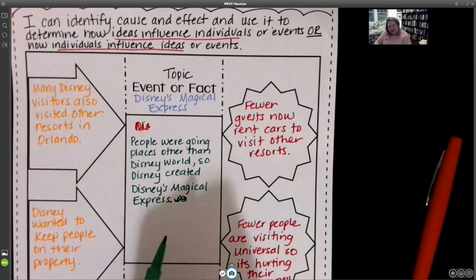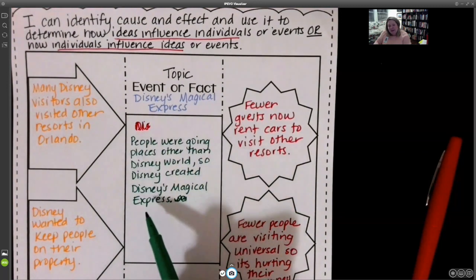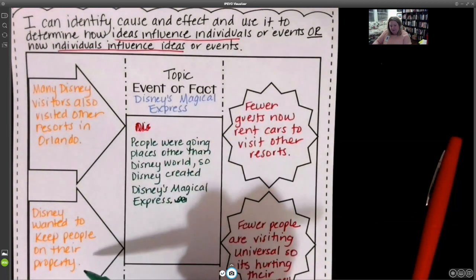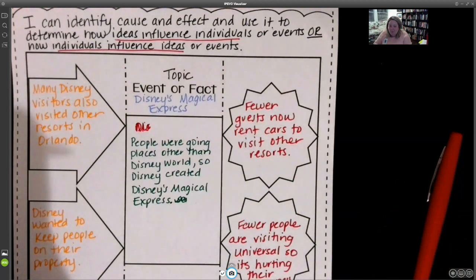Do you see how the individuals, the people, because of what they were doing, Disney had to come up with a new idea? And these are the causes, and these are the effects. So you are going to try this now on your own. It's tough work, but I'm confident that you can do this. So go ahead and click on the arrow at the bottom and complete the next part of your assignment. Thanks, readers, and have a great day.